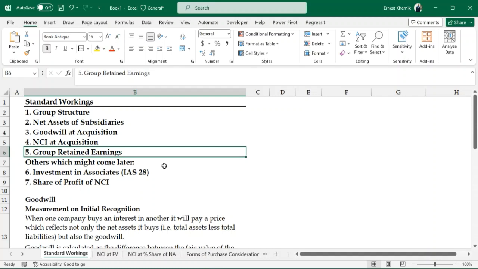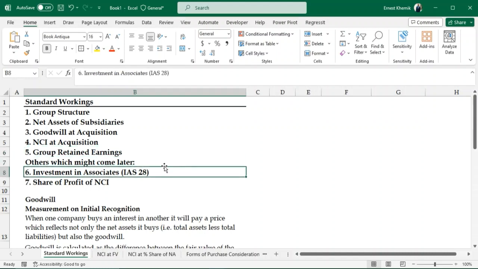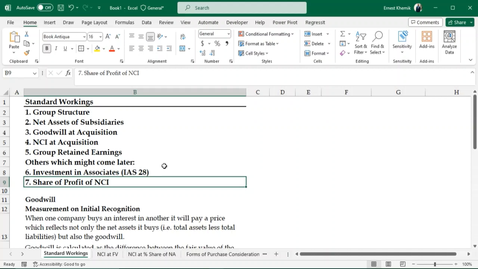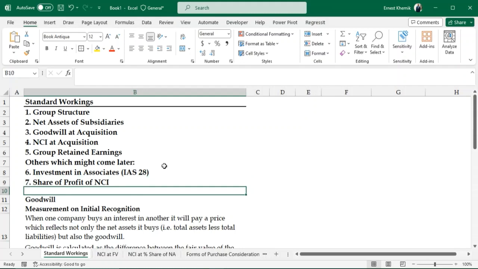I just want you to know something about this so that when we continue you will not be at sea. Other ones which might come later include investment in associates. It is covered in IAS 28, that is investment in associates and joint ventures. We are going to look at that at a later time. And when we are looking at consolidated profit or loss, we will look at the share of profit of the non-controlling interest. So these are some standard workings that we are going to use throughout this consolidation study. So let's dive into what we have for today.